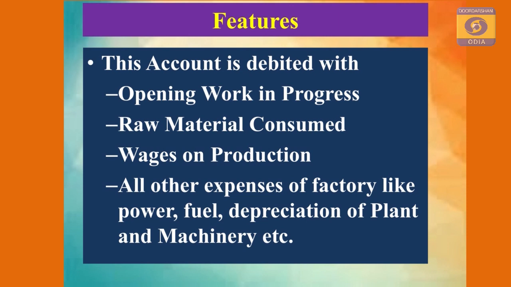That gives us the raw material consumed. Then we have wages on production. If any wages have been paid on production, that will also be debited to this account. Then all other expenses of factory like your power, fuel, depreciation of plant and machinery, etc. It is debited with these accounts.